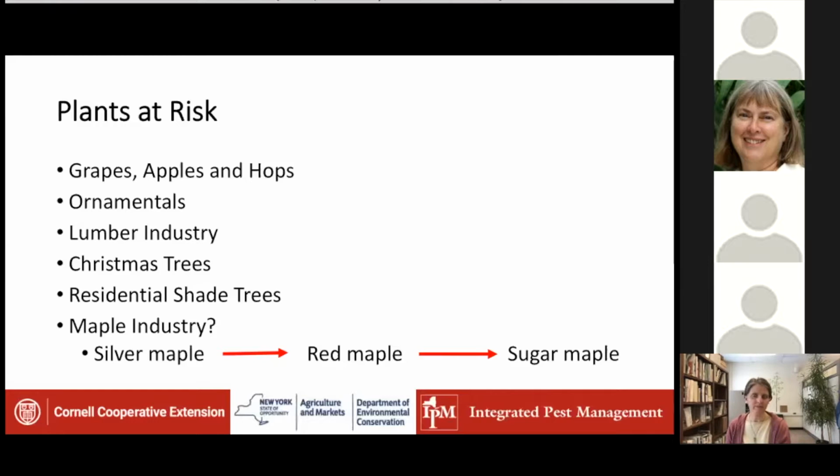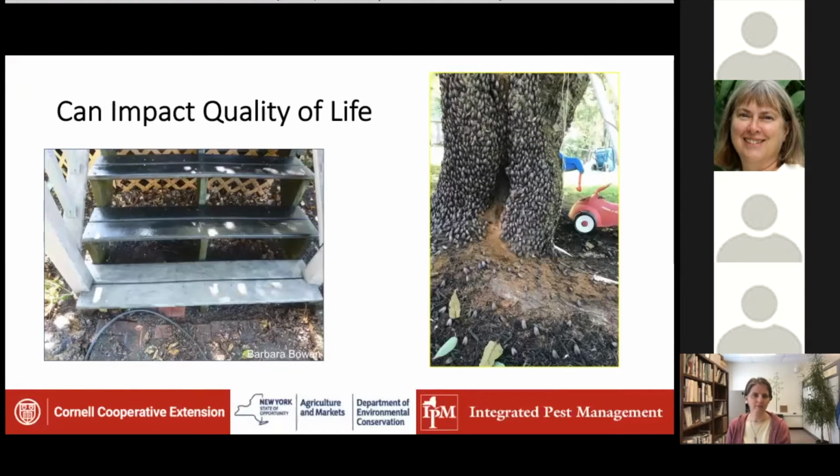And the maple industry, it's not the preferred host. They really like silver maple and red maple, and then they will feed on sugar maple, but again, it's not their primary host. Next slide. And this is really something that we're hearing about in the region of Pennsylvania where it's occurring, that it really can impact the quality of life.